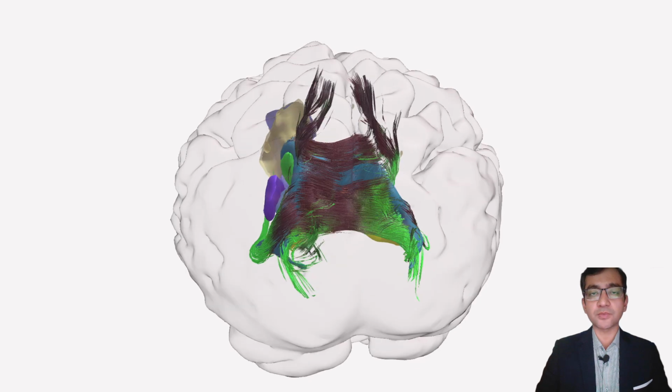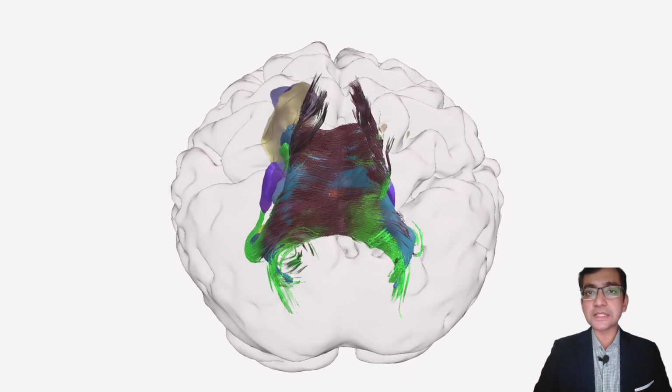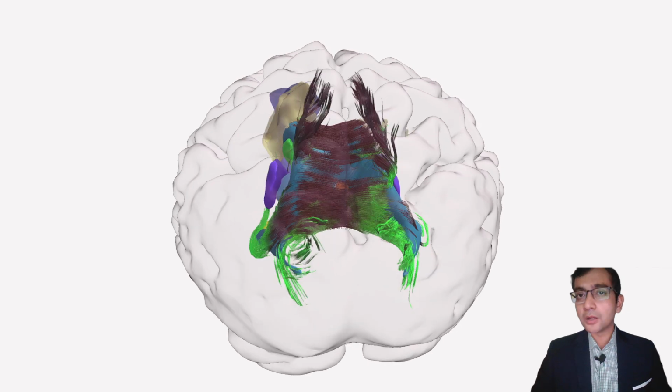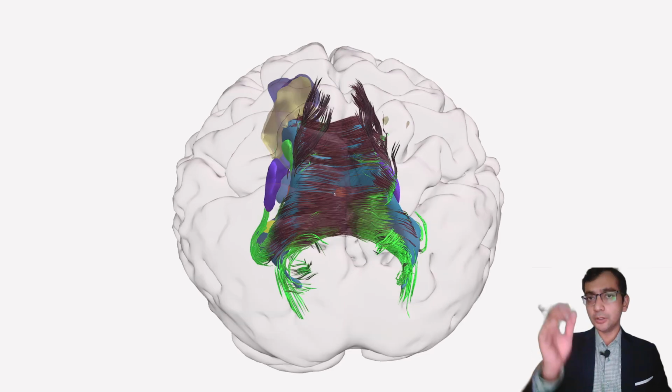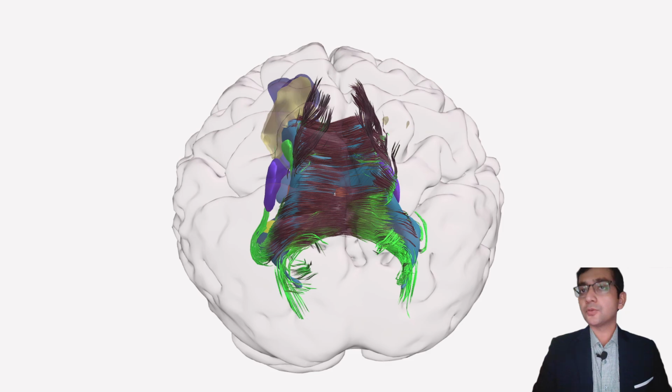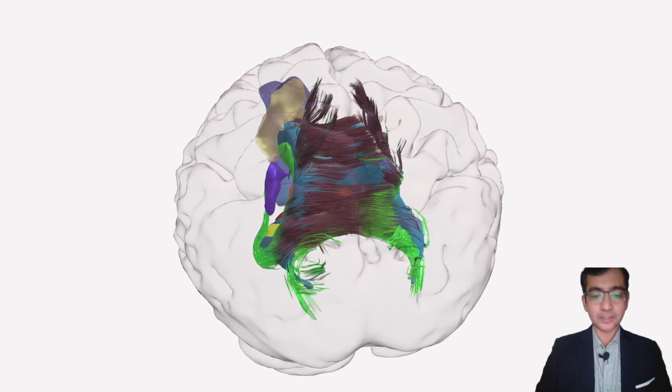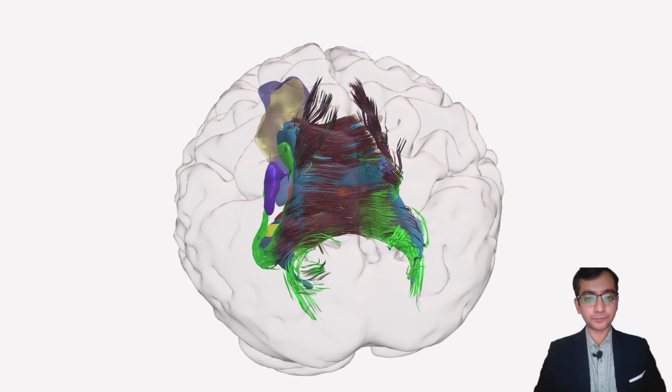These are the forceps major. As you can see on the lower right corner of the image, the forceps major are crossing the portion of the lateral ventricle on its superior aspect. So these are the parts that I wanted to show.